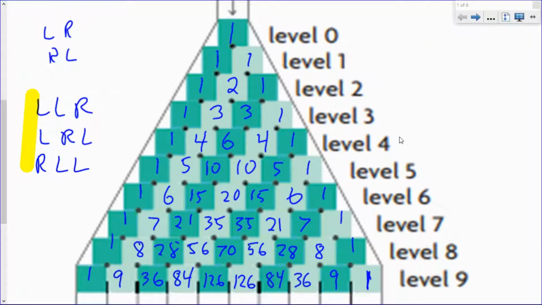And there's the rest of the total number of paths. So as you can see, the marble is 126 times more likely to end up in the middle as it is on one of the outsides. This triangle of numbers is actually called Pascal's Triangle.